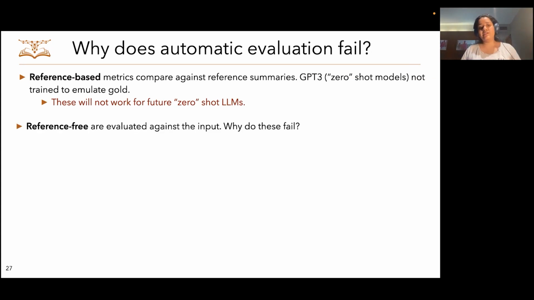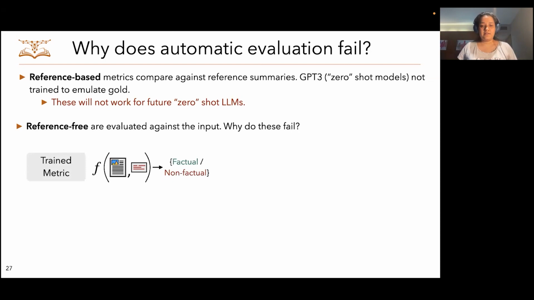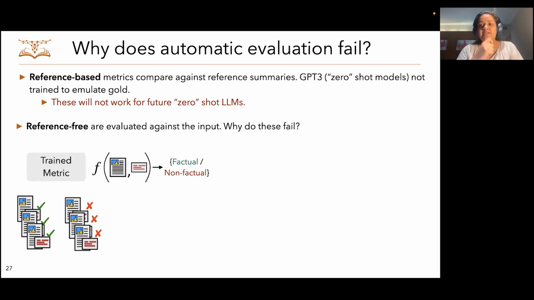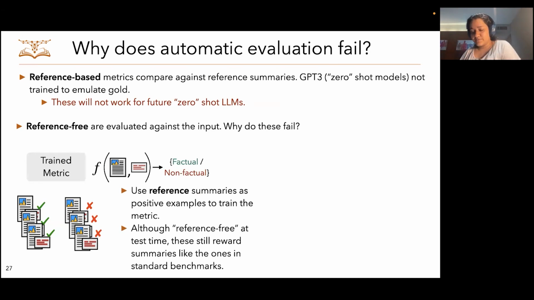But the more interesting question is, why did the reference-free metrics fail this badly? Let's look at the two kinds of metrics separately. The trained metric did not use the reference summary. It was trained to predict factuality given just the input article and the generated summary. But the training data did include reference summaries. For instance, to train this model, we used reference summaries as the positive examples. So even though it was reference-free at evaluation time, it was trained to reward the reference summary behaviors that it had seen in these datasets.